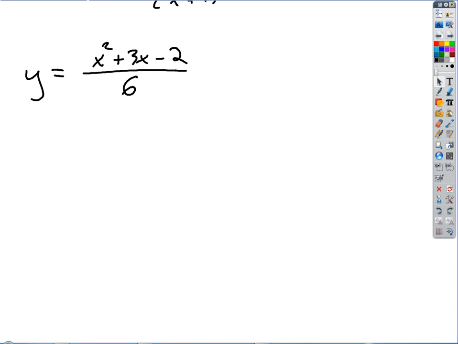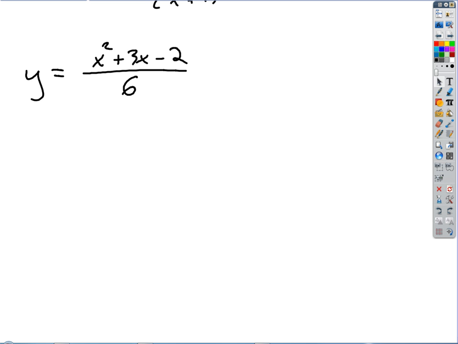This seems like a pretty easy one, but there's a very important moral to this story. Do we need the quotient rule on this one? No. In fact, should we use it? Absolutely not. The quotient rule is sort of hard, isn't it? There's a lot of steps, a lot of opportunities for mistakes.